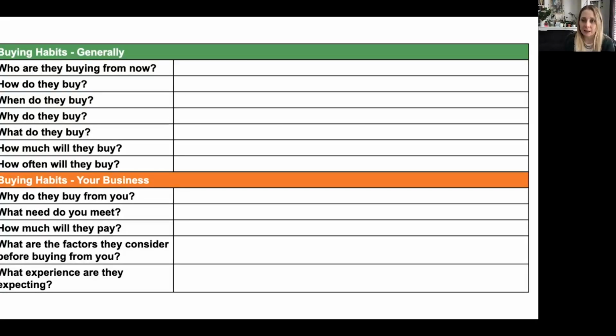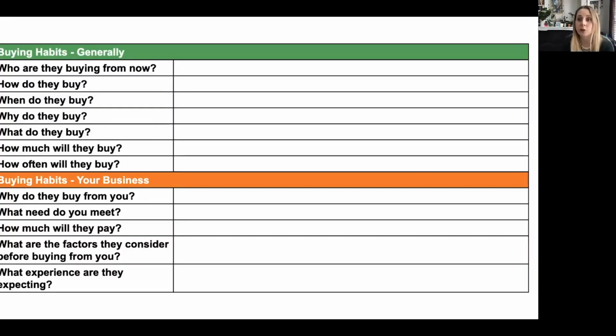So it is likely that your customer has already been meeting needs or identifying and solving problems with another product or service from another business. So what are the factors that they're considering if they're going to make a switch? And why would they buy from you? And what experience are they expecting?